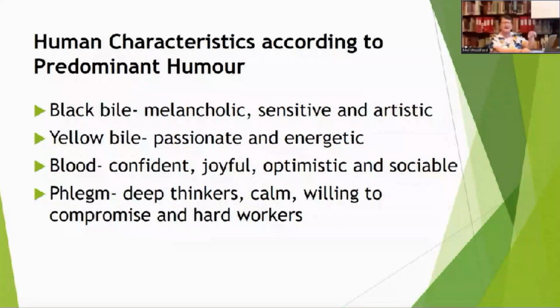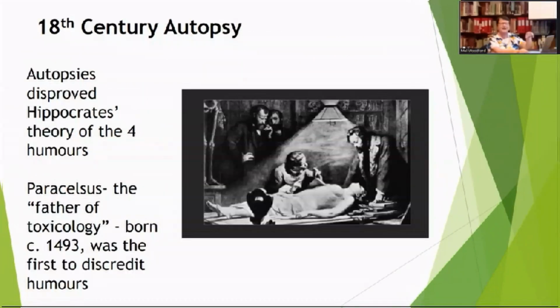So if you predominantly had the humour of black bile, you were melancholic, sensitive and artistic, or yellow bile, you were passionate and energetic. Blood, you were confident and joyful, etc. But phlegm, you were a deep thinker and calm. So I suppose you have all heard about the 4 humours, but autopsies disproved Hippocrates' theory of the 4 humours.